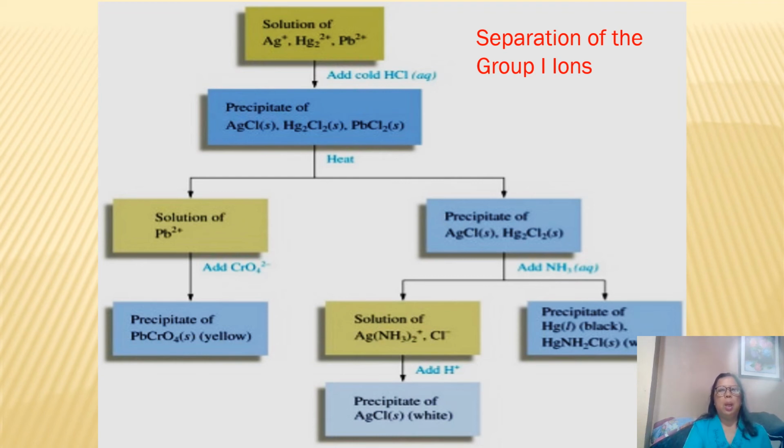How to determine whether your unknown is silver, mercury, or lead is to follow this schematic diagram. Chromate will give the yellow, acid will give the white precipitate, and simply the ammonia will lead you to confirm that mercury is present.